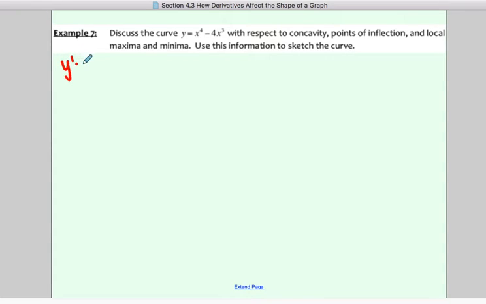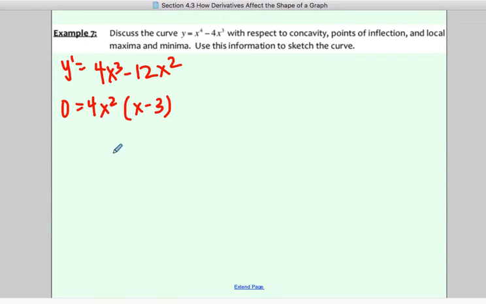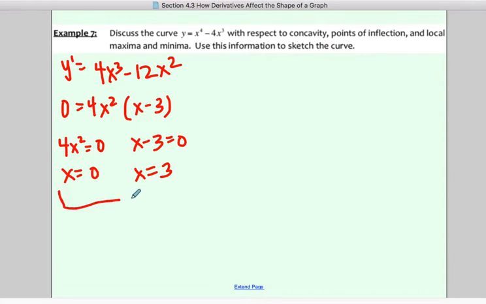So y prime is equal to 4x cubed minus 12x squared. Then we're going to set that equal to 0. So we have 4x squared times (x minus 3). Setting them each equal to 0 and solving, x is equal to 0. We divide by 4, right? 0 divided by 4 is 0, and then take the square root, and then x equals 3. Technically we'd have plus or minus 0, but there isn't such a thing. So these are our critical points.